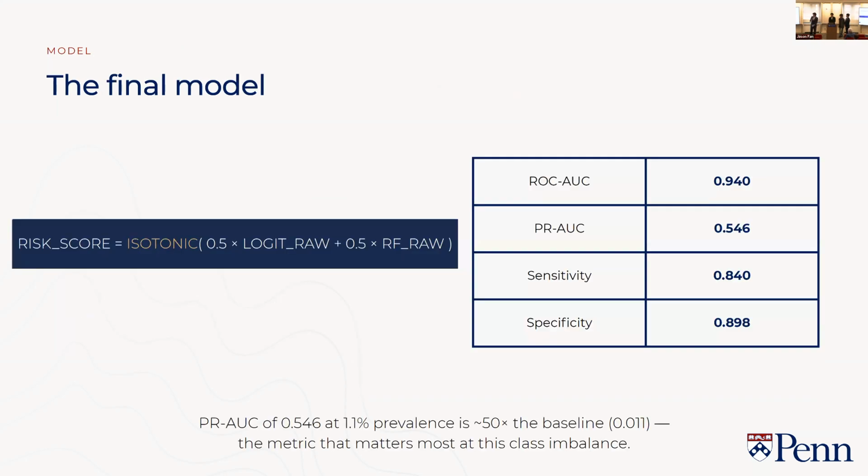So our final model is isotonic regression on an ensemble model between both our best models, the logistic regression and the random forest. One thing to make sure of here, just like the previous group, with a severe class imbalance, we want to focus on the PR-AUC. So 1.1% actually sits at around 0.01. So we're around 50 times better than a random guess, showing that the model is pretty good.